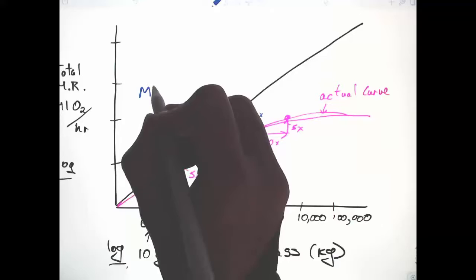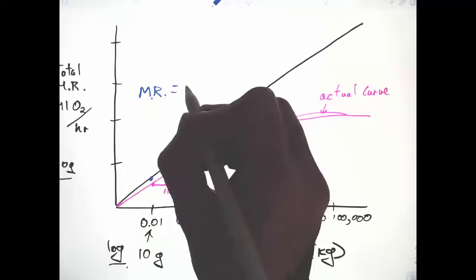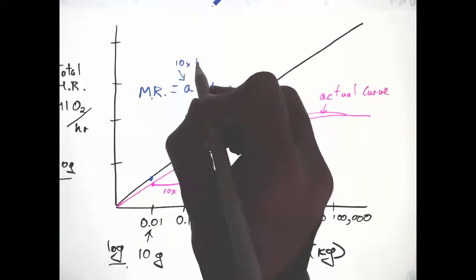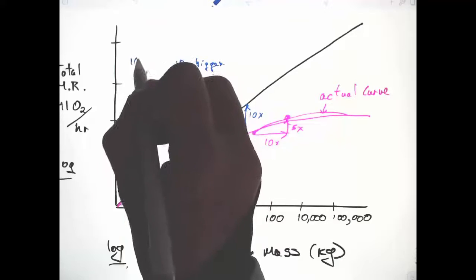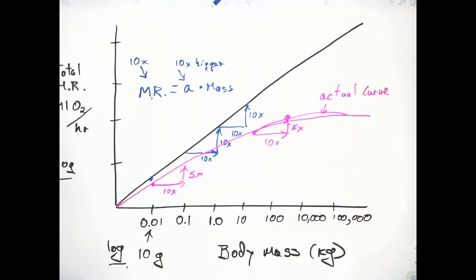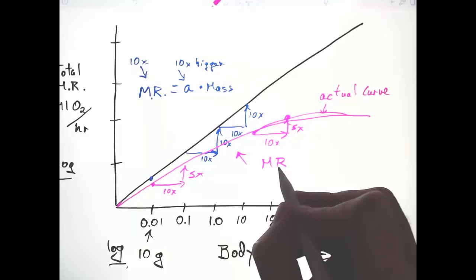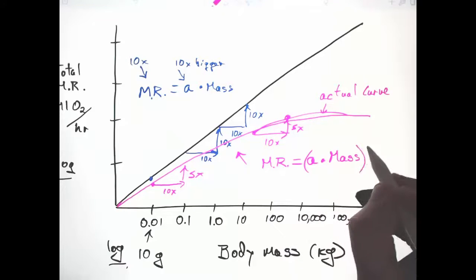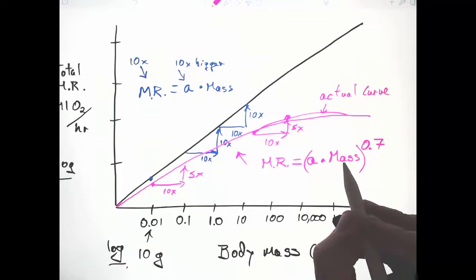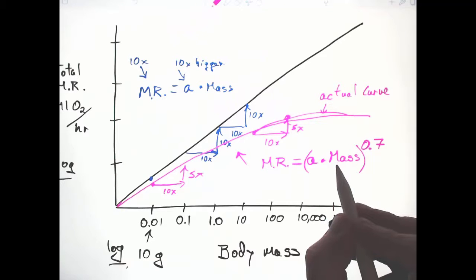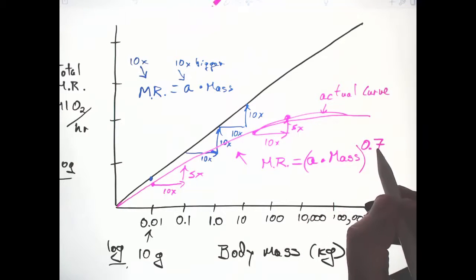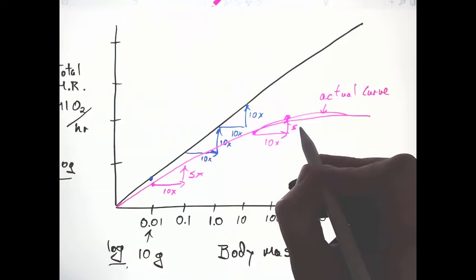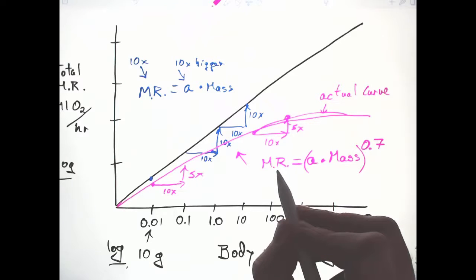Mathematically, that straight line has a relationship of metabolic rate equals A times the mass. If the animal gets 10 times bigger, then the metabolic rate should increase by 10 times. But this curve is metabolic rate is A times mass to a factor of 0.7. When an animal gets 10 times bigger, that 10 times bigger to a factor of 0.7 means that the metabolic rate increases only by a factor of about 5. So larger animals are using less oxygen per gram of tissue.